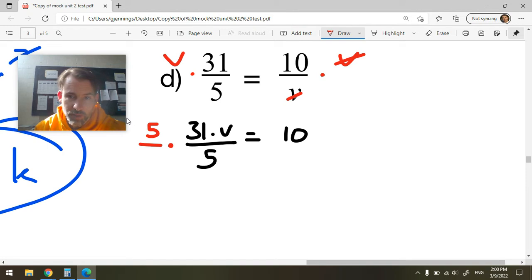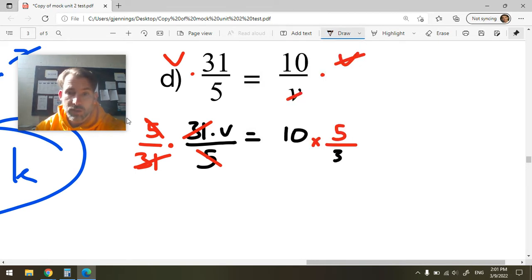So what I'm going to do is multiply both sides by 5, but I'm also going to divide both sides by 31, because the opposite of multiplication is division. The opposite of division is multiplication. 5 over 31 times 31 over 5 is 1. Anything times its own flipped fraction gives you 1. The 5 cancels the 5. The 31 cancels the 31. This is 1v.